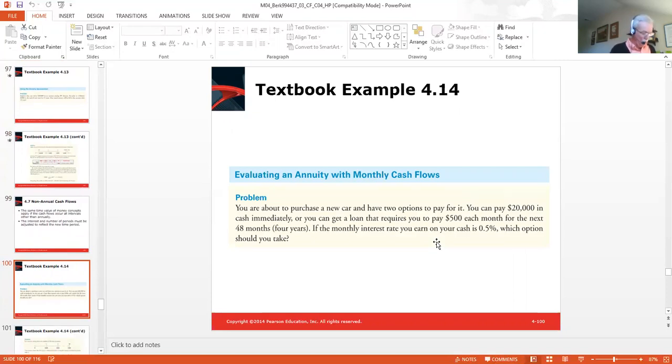Moving to our next example, we're dealing with an annuity, but we're going to want to determine the following. You're about to purchase a new car. You have two options. You can either pay $20,000 right now, or we can go out and get a loan. If we get a loan, it's going to be a $500 payment each month. We'll have to make those payments for 48 months. If the interest rate that you're going to have to pay is 1/2 of 1% per month, what is that going to value to?